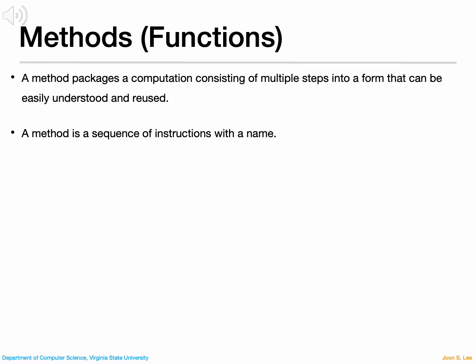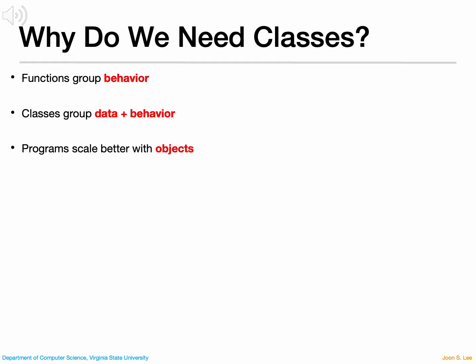Think about it this way. When you see a method call, you don't need to know every line inside it immediately. The name of the method tells you what it does and the details are hidden inside. A function groups behavior; it tells the computer how to do something.